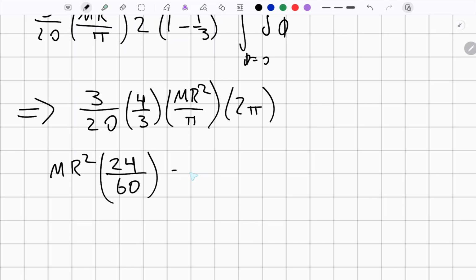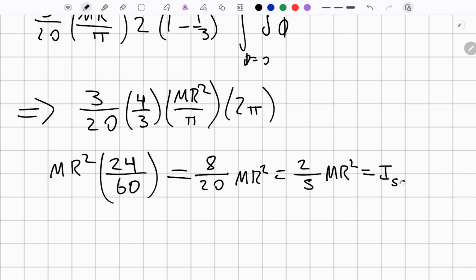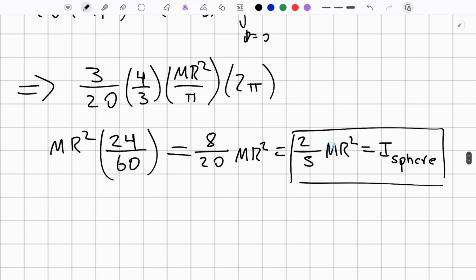60. And divide both of these by 3. Just to start, if you don't see it right away, that's 8 over 20 m R squared. Divide both of these by 4, top and bottom of that fraction, you're going to end up with 2 over 5 m R squared equals the moment of inertia for a uniform solid sphere. Has uniform density throughout. That's going to be your moment of inertia. That's where that comes from. You don't need to derive it. You can remember it, but it's good practice to know where it comes from.